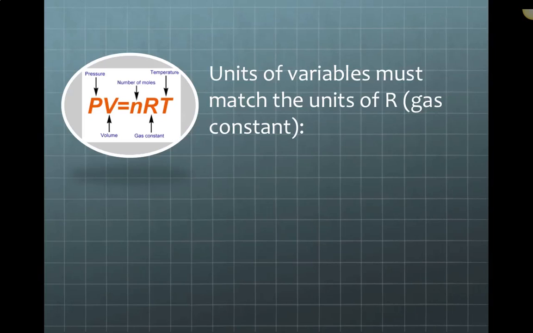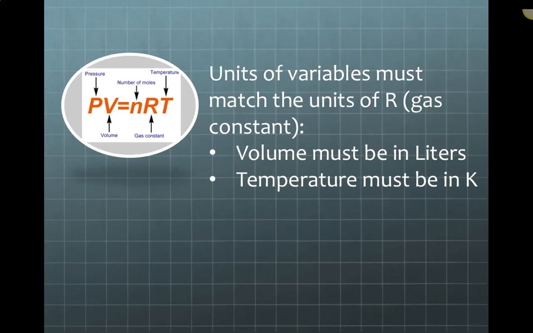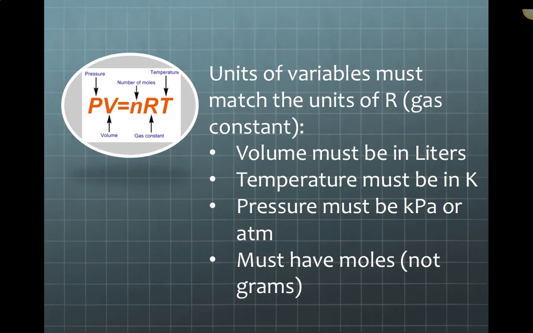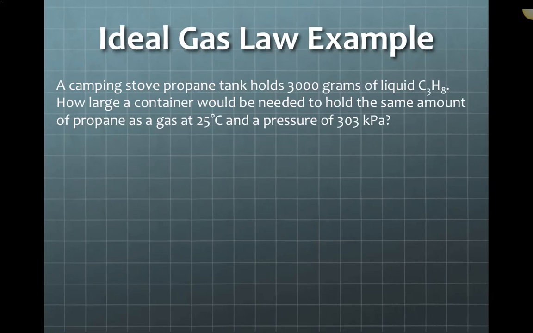So if we go through the gas constants, volume has to be in liters, temperature has to be in Kelvin, your pressure has to be in kilopascals or atm, and depending on which pressure you have will determine which gas constant you use. And then you must have moles. You cannot plug in grams, you have to plug in moles. So let's look at an example of the gas law as well.